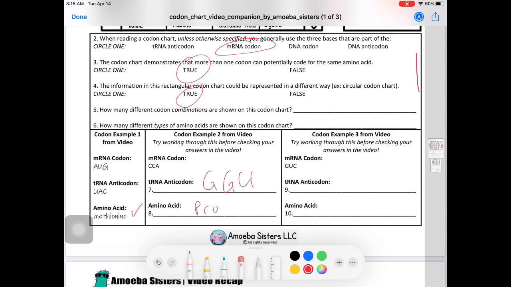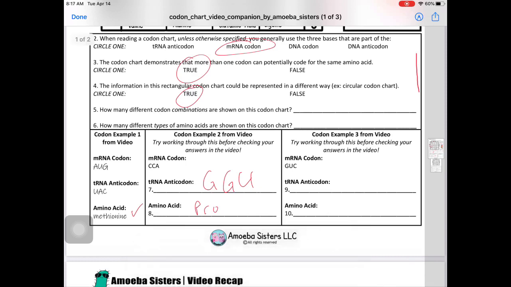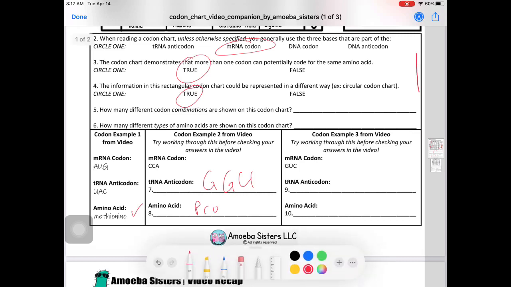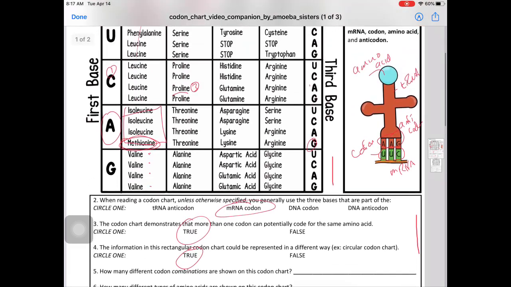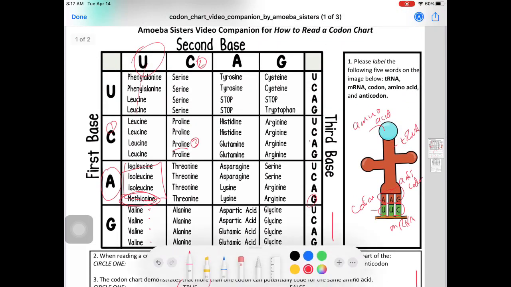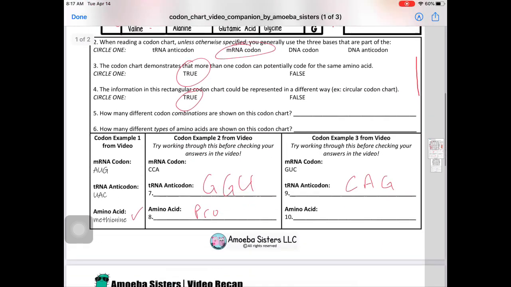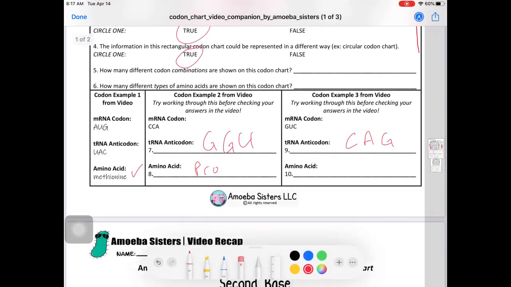P-R-O. All right, then I go to example 3 from the video. GUC. Well, it's going to pair with C, A, G. But I'm looking up GUC for the amino acid. So GUC, so I go back up here. I'm going to go to G first, then U second, and then down to C third, and that's valine, V-A-L. So I'm just going to write that here in the amino acid place, V-A-L.